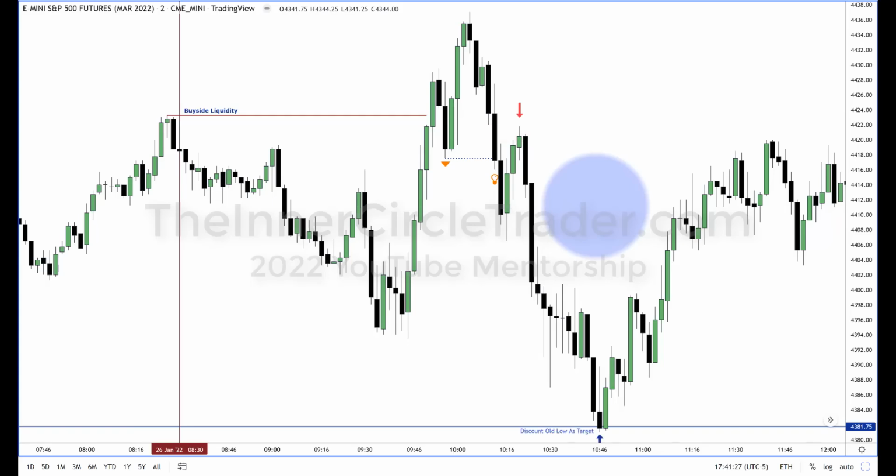And the discount old low as a target right there. So your charts would look just like this. In any open space like over here, you would just type in whatever important factors that you found insightful about this example. How long did it take?